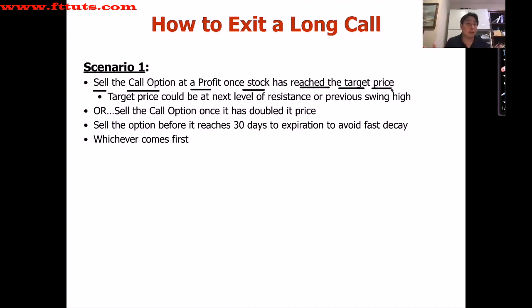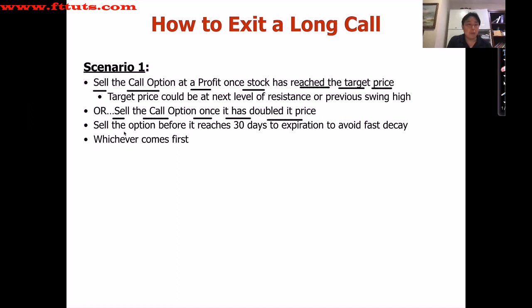So that's a 100% return, okay? Or you could also sell the call option once it has doubled in price. Again, the price of the call option would be the premium that you pay. So if the premium is $4 and now the option is $8, you have doubled your money. And you could also exit when that happens.